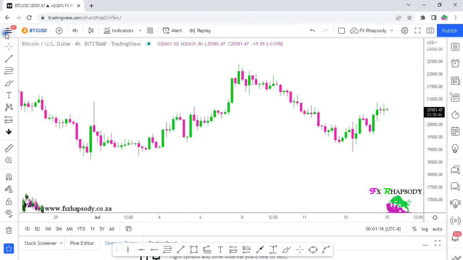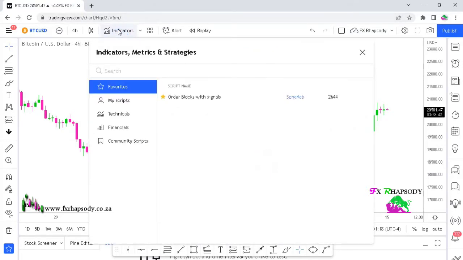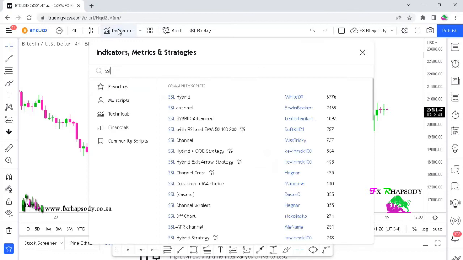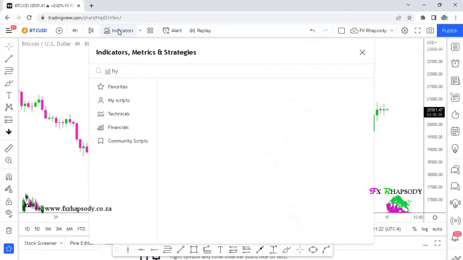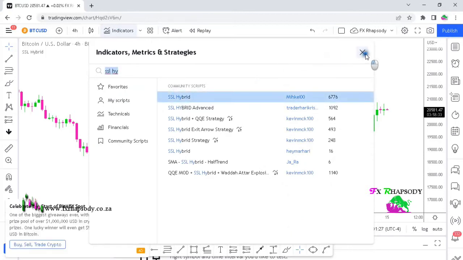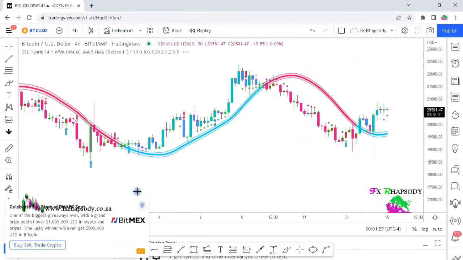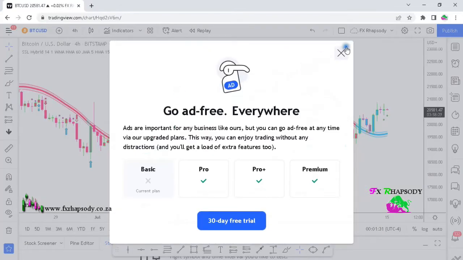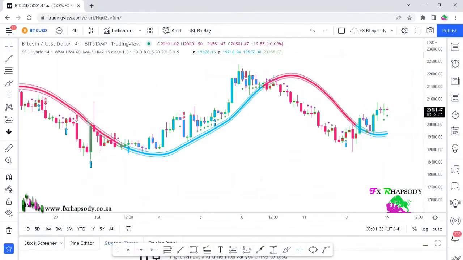First indicator we're going to be starting out on is, so what you do is you click on the indicator, you're going to type in the SSL Hybrid. Okay, we're going to be taking the one from Mikkel 00. This is a very good indicator, very powerful indicator, but we're not going to use all its potential in this combination.